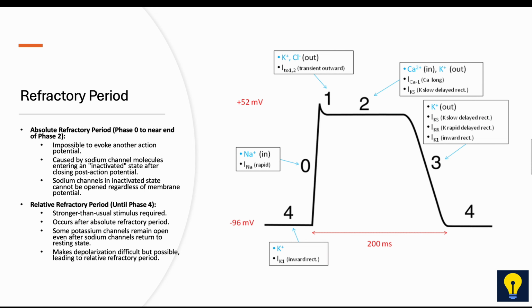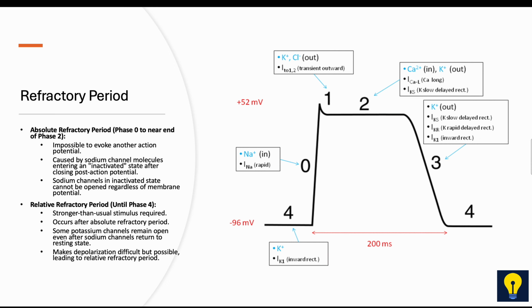Lastly, we'll go to the refractory period. From the beginning of phase 0 until nearly the end of phase 2, each cell is in an absolute refractory period, during which it's impossible to evoke another action potential, followed until phase 4 by a relative refractory period, during which a stronger than usual stimulus is required.